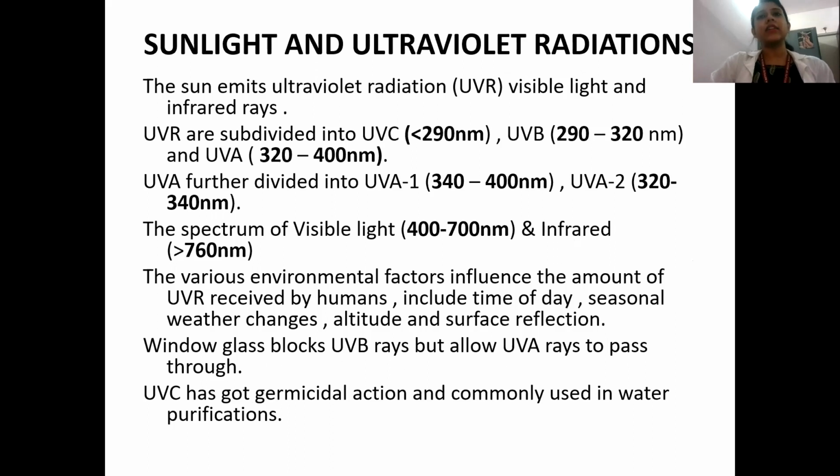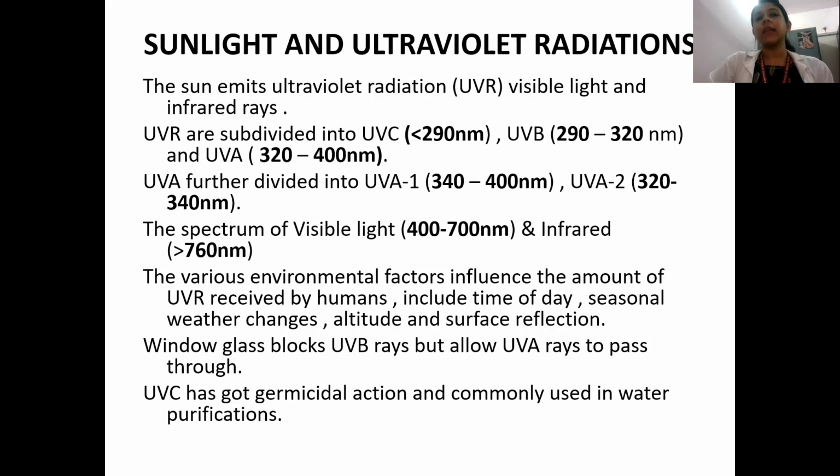So about sunlight and UV radiations. The sun emits ultraviolet radiation, that is UVR, visible light, as well as infrared rays. The UVR is subdivided into UVC, which has a wavelength of less than 290 nanometers, UVB, which is 290 to 320 nanometers, UVA, which is 320 to 400 nanometers. So UVC has only less than 290, whereas UVB and UVA have more than that.